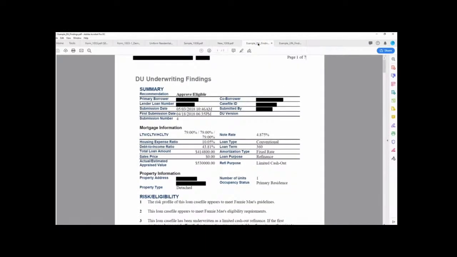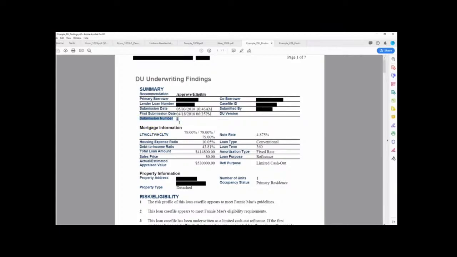Okay. Let's go over the next handout, which is the DU findings. Everything in black has been redacted to keep the confidentiality of the file that we are using. The DU findings will show you approve eligible, so it's the recommendation. It tells you the borrower's name, the loan number that the system provides you, the date of submission, and how many times you submitted it through the AUS.